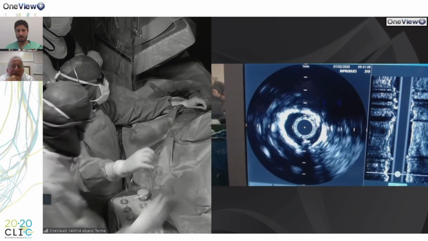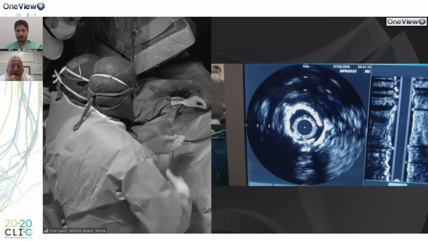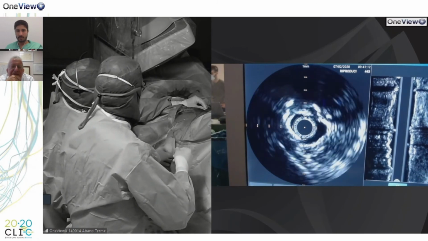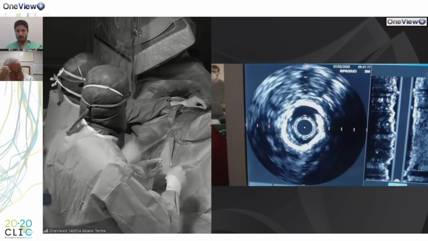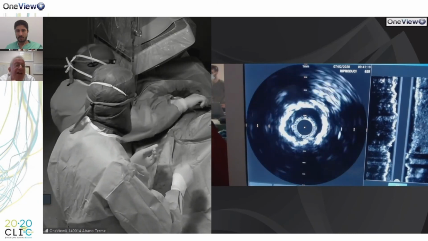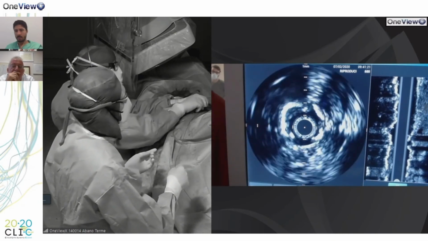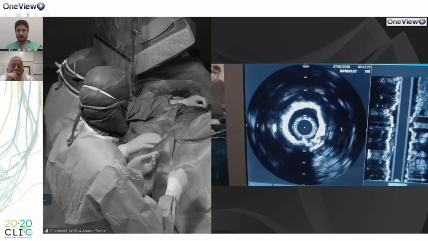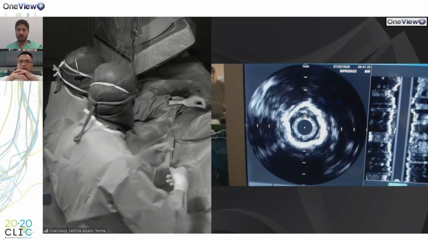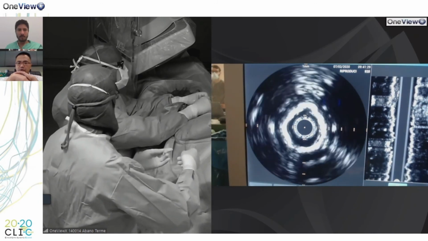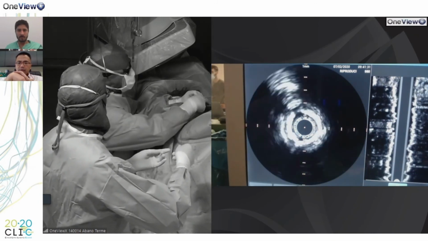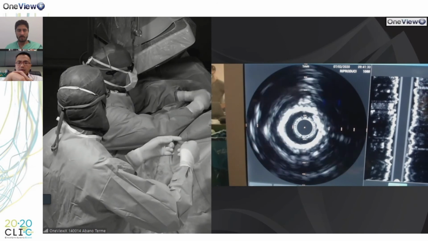So maybe in this case there could be a better result with the shockwave, maybe. To disrupt, yes, a nice option too. Okay, maybe if I just make a comment, Marco, I think that's a nice picture of concentric lumen gain with the atherectomy combination.